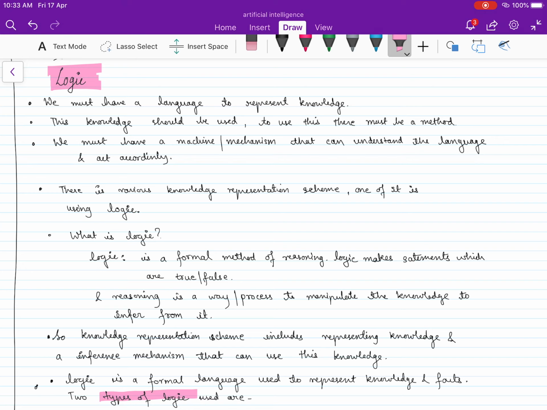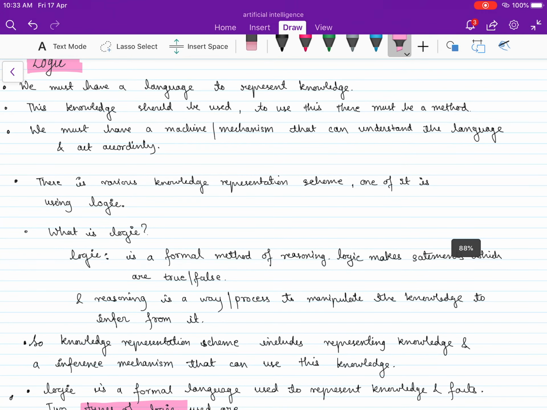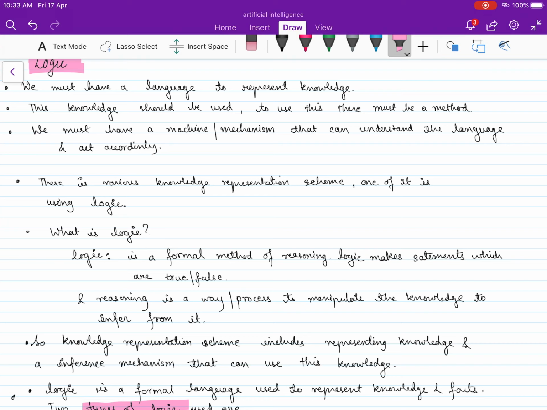So there should be some way to represent this knowledge so that the system can use it to make a decision, and after making a decision we should be able to perform actions. Knowledge should be such that it can be understood by the system, further analyzed, or changed. So we must have a language to represent knowledge. This knowledge should be used, and to use it there must be a method. So we must have a machine or mechanism that can understand the language and act accordingly.